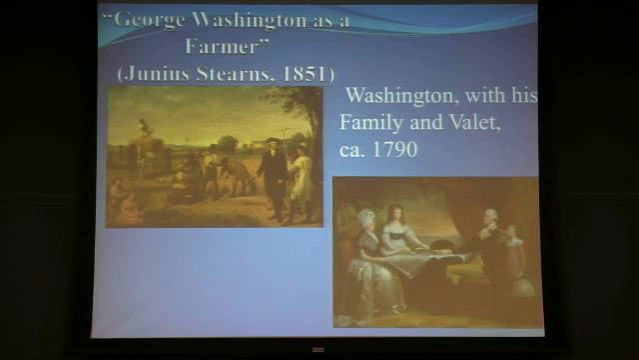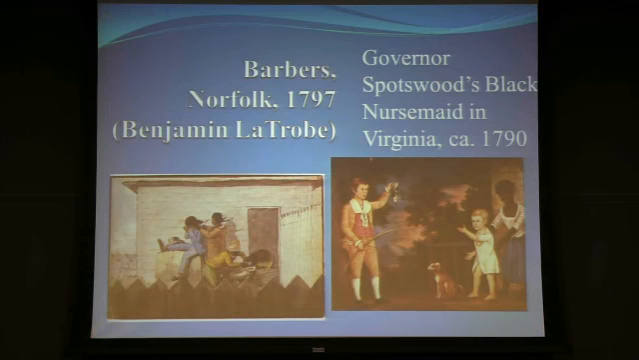Those people in the big house had a much different experience than those people out in the fields. And so again, there's a variety of experiences based on where you are and what you're doing. And I looked for some other Virginia Chesapeake kinds of images, and here's Governor Spotswood of Virginia's black nursemaid for his children. She has a better position than someone out in the fields. She has a necklace on. She has pretty nice clothing. She's taking care of the kids.